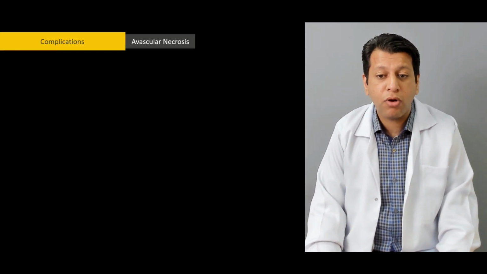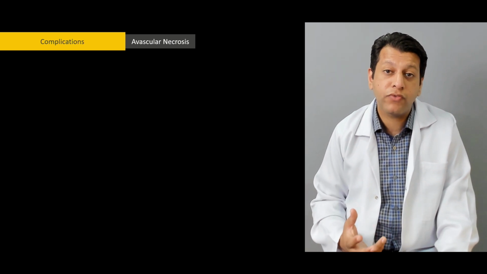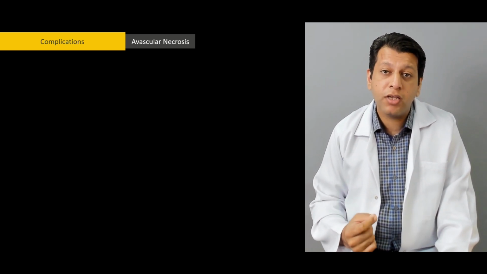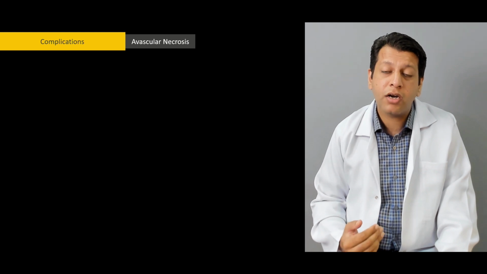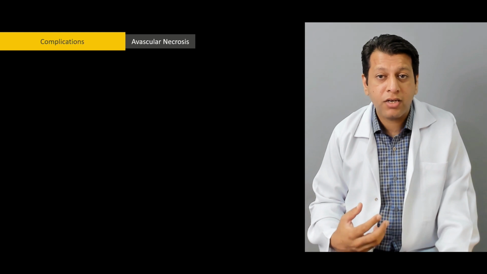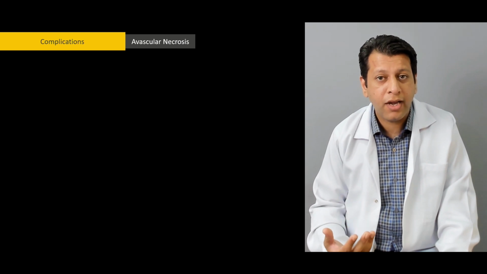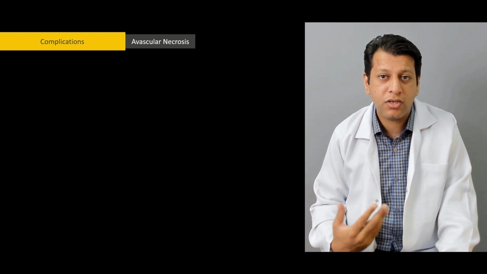The other problem could be avascular necrosis. As I told you when we were discussing the anatomy of the talus, the major supply is through the branch of the posterior tibial artery, which is the artery to the tarsal canal. And if that gets disrupted during the neck fracture, there is a very high chance of involvement of the head of the talus, which may become avascular or necrosed.